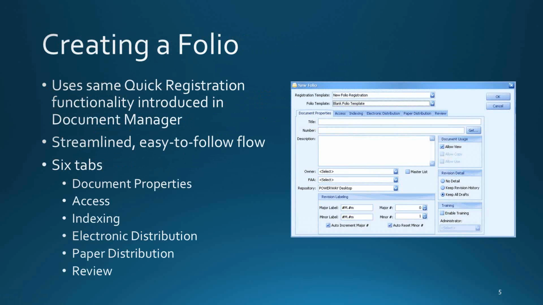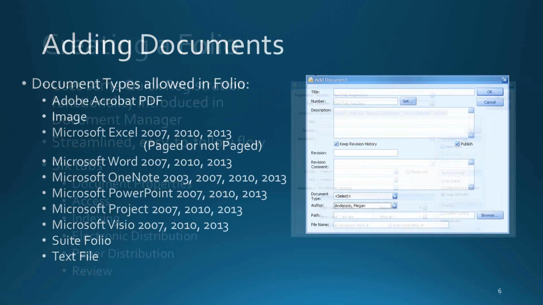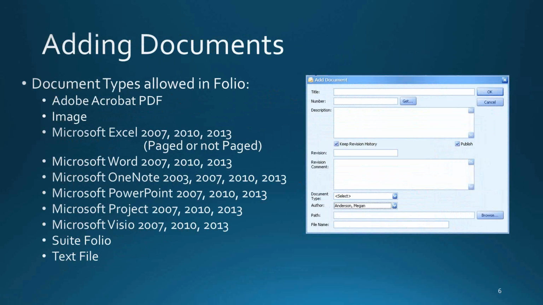Then we will identify if there are any controlled copies issued on the paper distribution tab. And lastly, we will identify if there is a need for a periodic review for the folio. Once this is completed, we click OK, and voila, a folio is created. Okay, so now we have a brand new folio that will show up in the list of folios this user has created. In order to add documents to this new folio, we would need to check out the folio first so we can begin editing it.